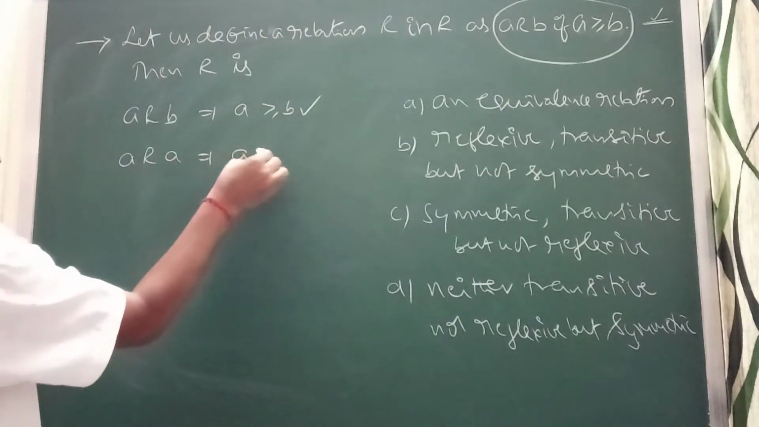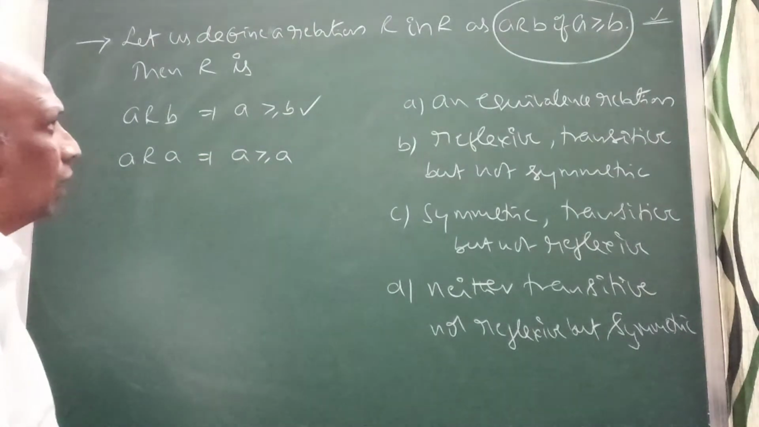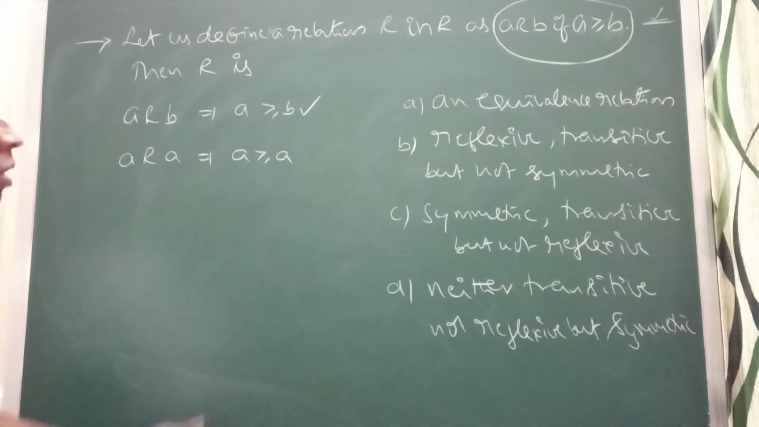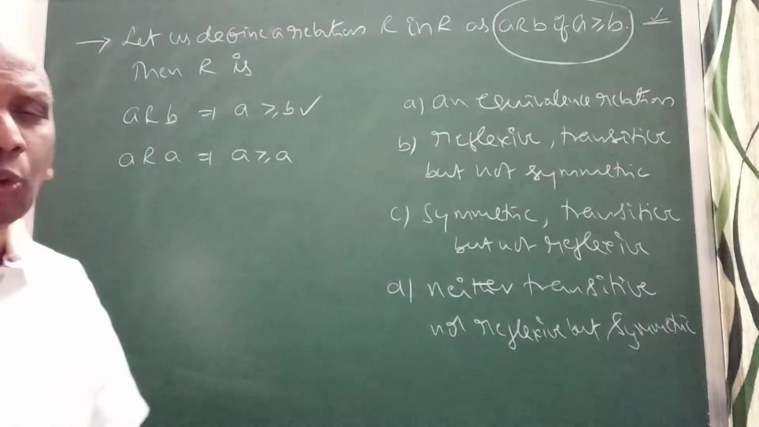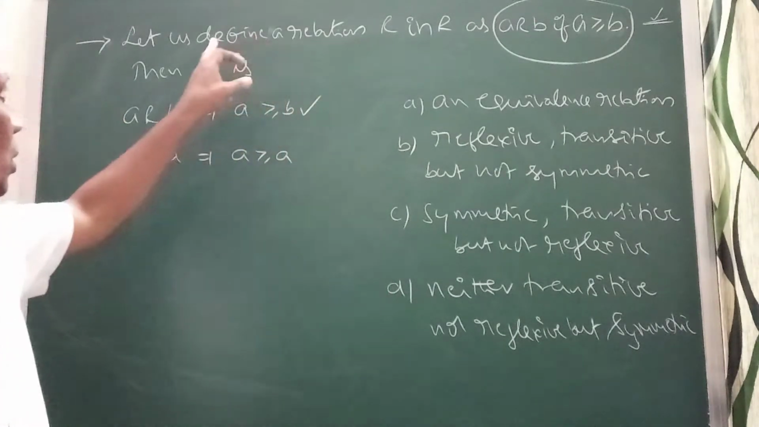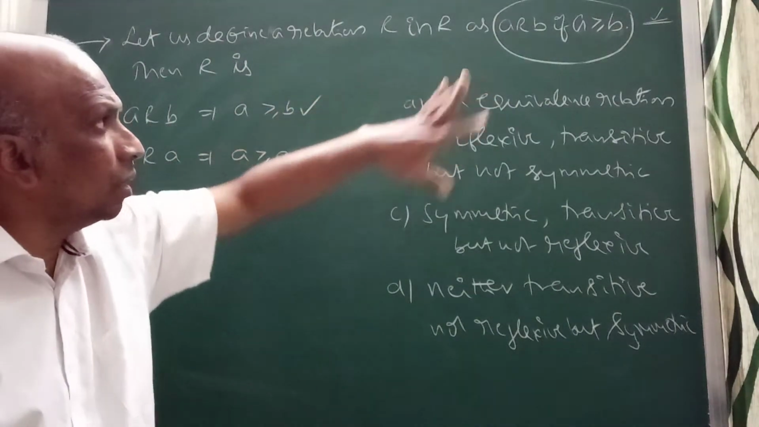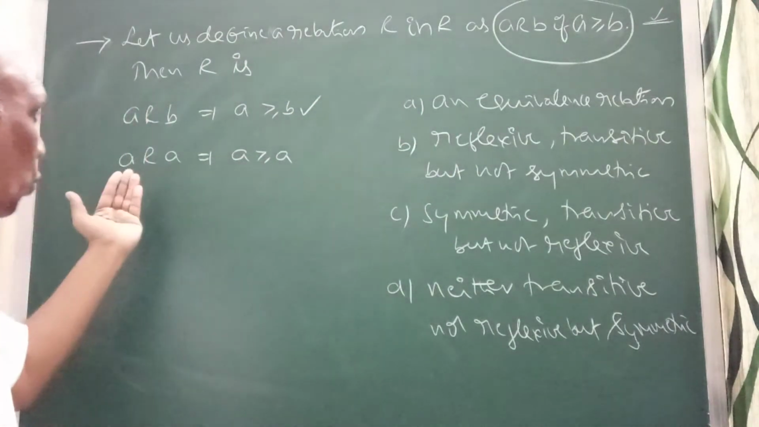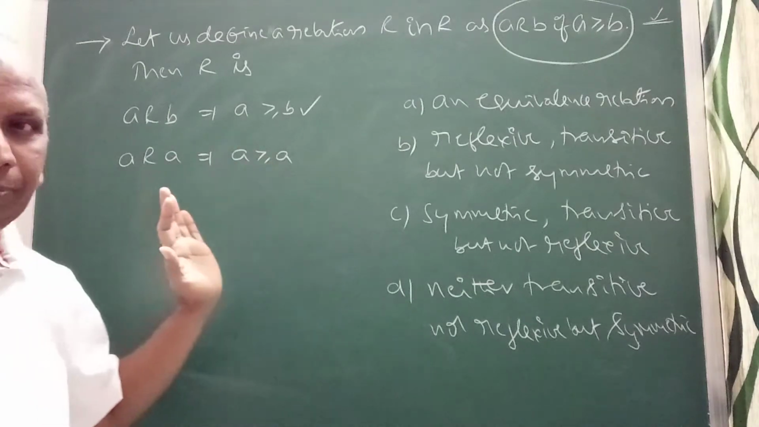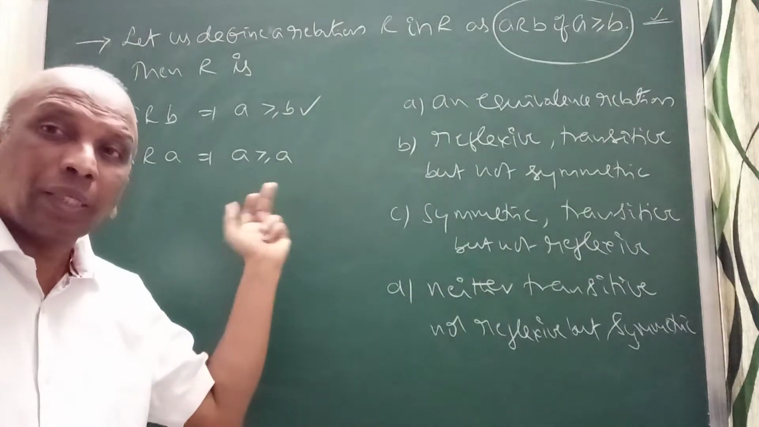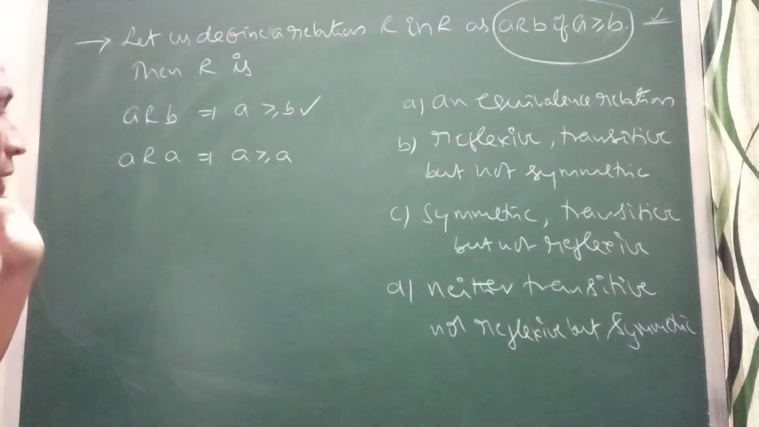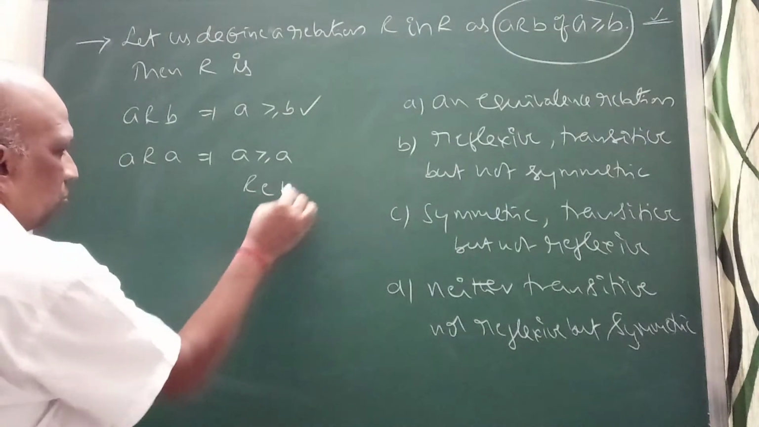So definitely A greater than or equal to A is true for all real numbers, right? For the given relation R on the real numbers, A R B, this is true here: A greater than or equal to A. Either A is equal to A, so it is true. It is reflexive.